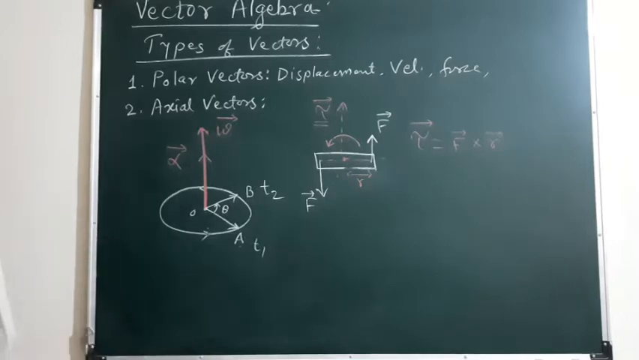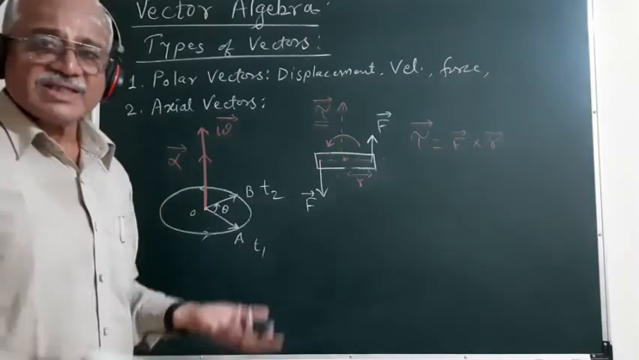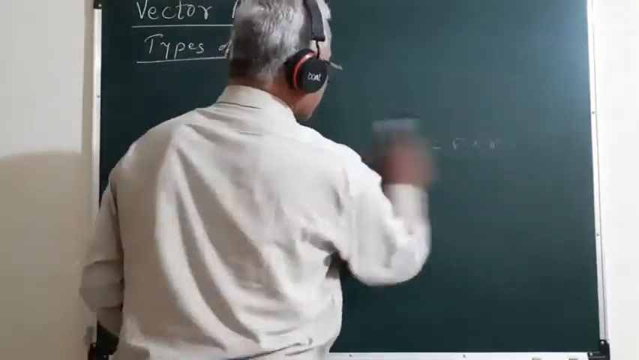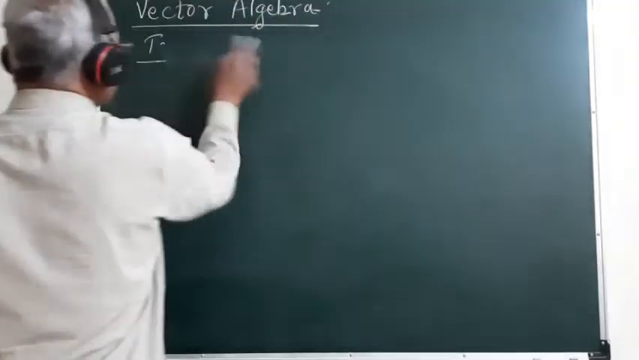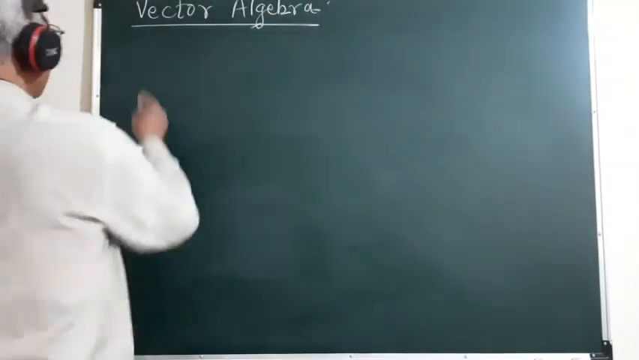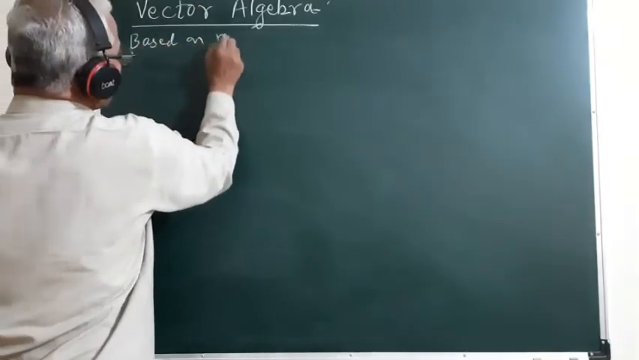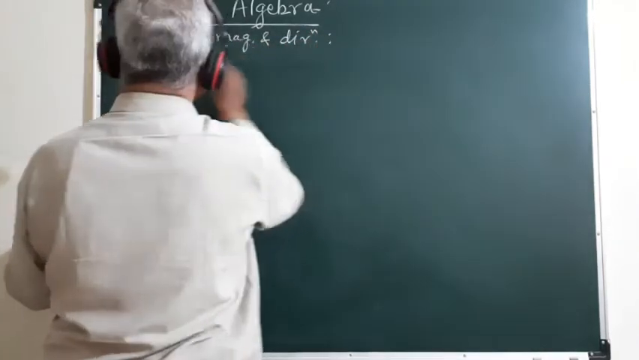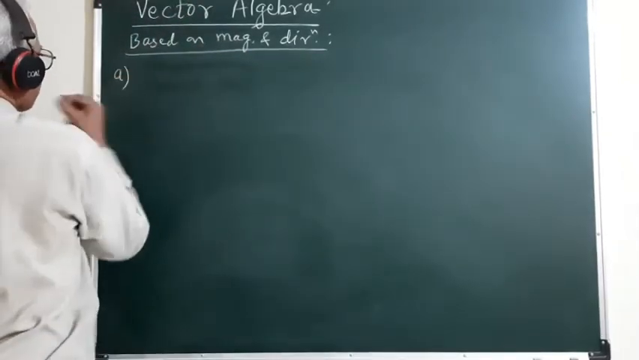Again, based on the magnitude of a given vector and its direction, the vectors are also classified into various types. So let us see the other types of vectors, or the names of the vectors, based on their magnitude and direction. Based on magnitude and direction, the vectors are classified into various classes.